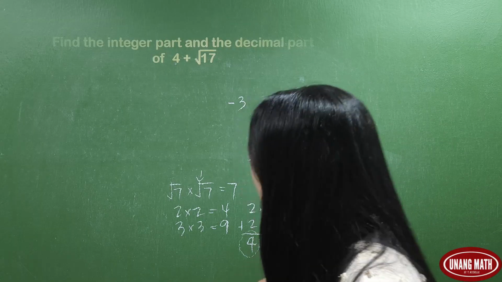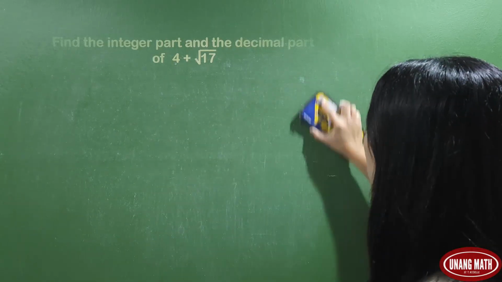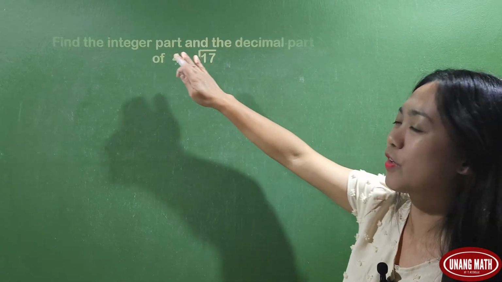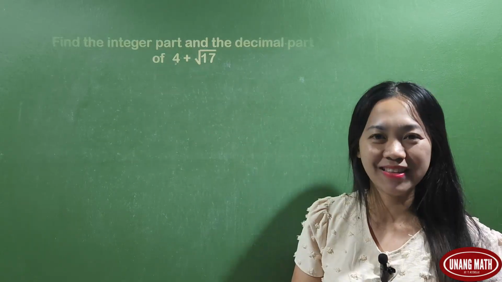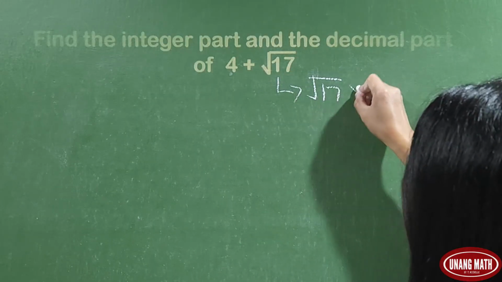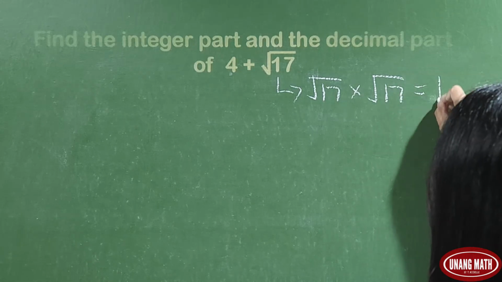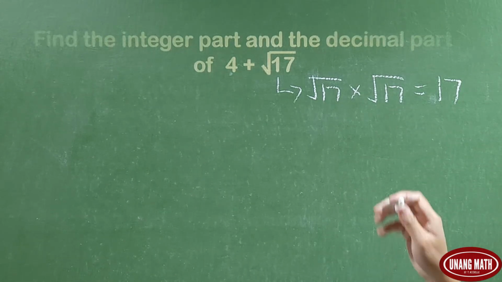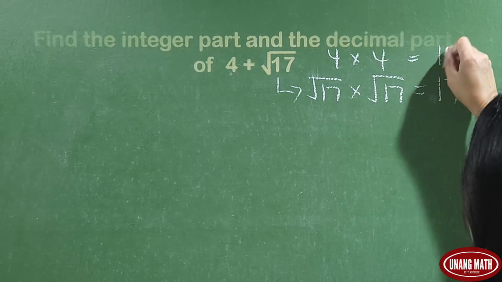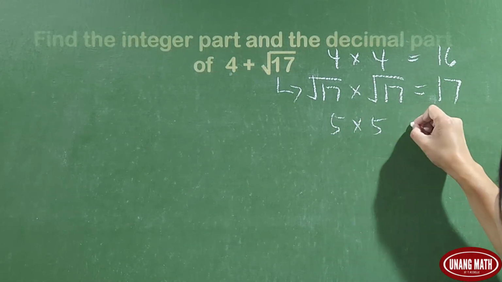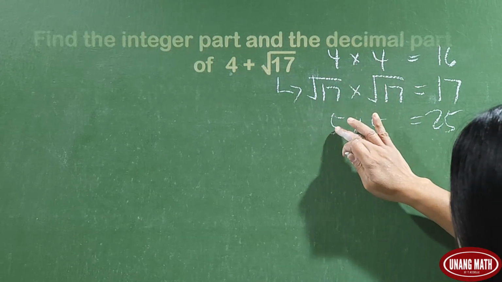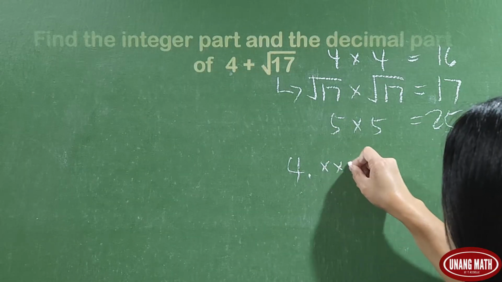Okay, this time, let's answer these simple questions. We will find the integer part and the decimal part of 4 plus square root of 17. So first, square root of 17 means square root of 17 times square root of 17. This is equal to 17. Find a square number closer to 17. 4 times 4, this is 16. What about if it's 5 times 5? Then this is already 25. So square root of 17 is between 4 and 5. So this is 4 point something.